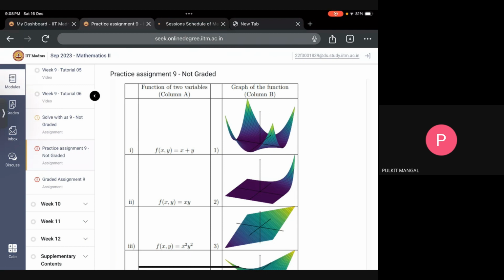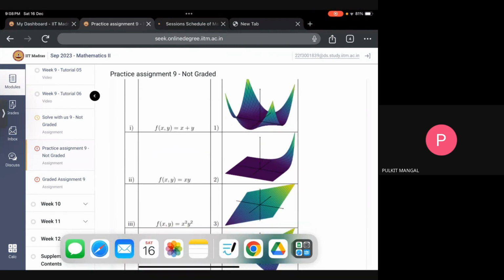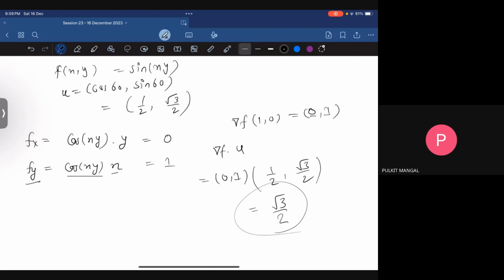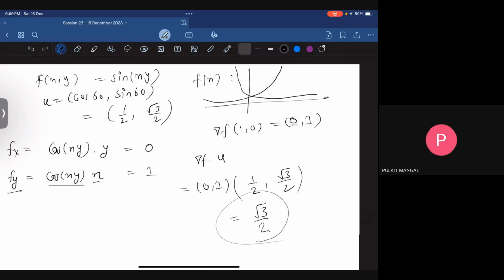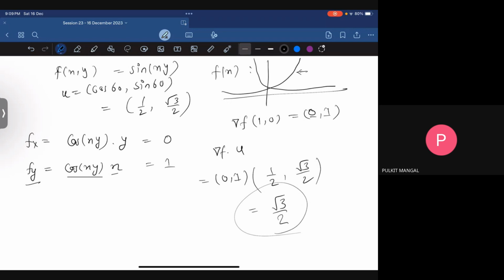Like in the case of two variables, we have studied something like this. I don't remember clearly. There are like two conditions. Which one was it?